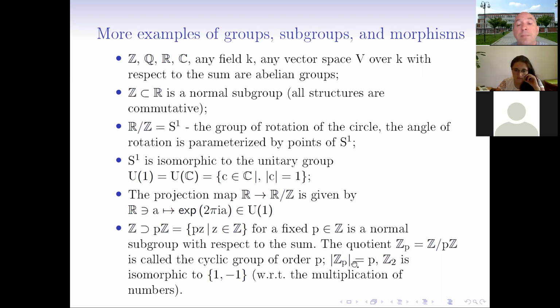So the number of elements in Z_p is, so the elements are parameterized by remainders 0, 1, 2, up to p minus 1. So the number of elements is p. And in particular, Z_2 is isomorphic to the group we have seen before, which consists of 1 and -1, but now with respect to the multiplication of numbers.